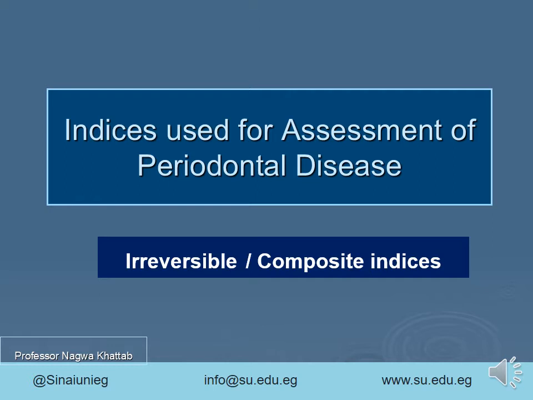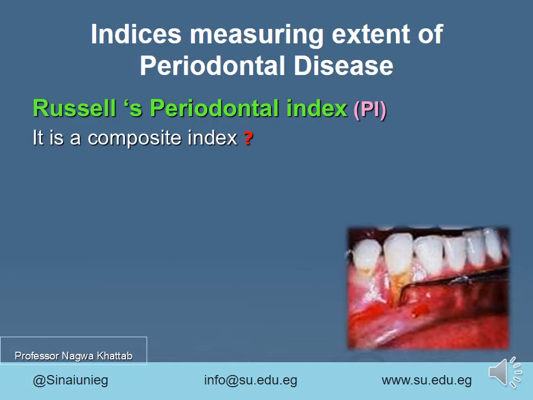They are either irreversible index or composite أو اللي احنا قلنا عليها complex indices. احنا هناخد اتنين من ال complex indices. Start with what's called a Russell Periodontal Index. It is a composite index وده معناه إن هو it records reversible and irreversible condition.